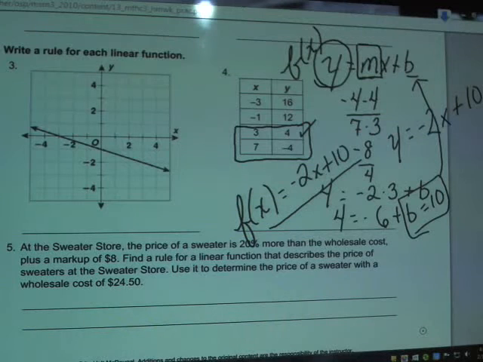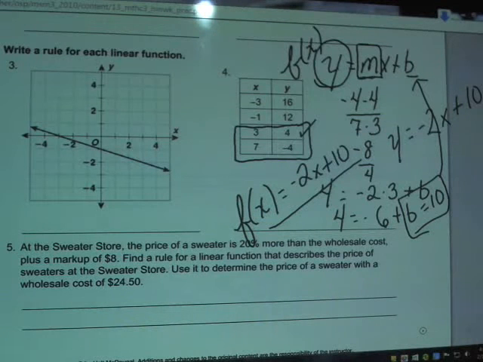Okay, so if I'm buying a sweater, I'm paying 20% more plus $8. Well, there's a way we can say 20% more that's pretty simple. If I'm paying $24.50 wholesale for the sweater and I'm increasing the price by 20%, that means I'm really paying 120% because I have to pay the whole price of the sweater plus the extra 20%. So I'm paying 120%.